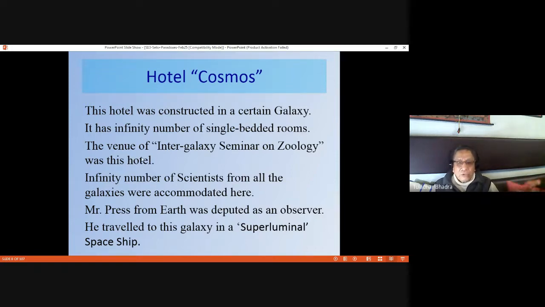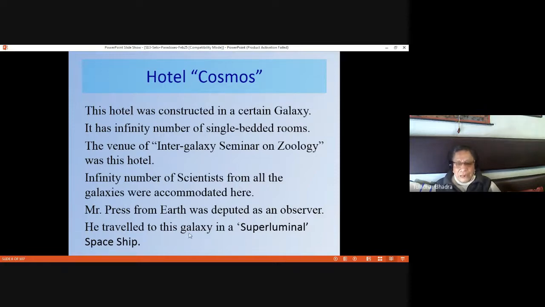The venue of an inter-galaxy seminar on zoology was held in this hotel. So an infinite number of scientists from all the galaxies were accommodated here. Mr. Press, that is a pressman, so I just wrote pressman. Mr. Press from Earth was deputed as an observer.